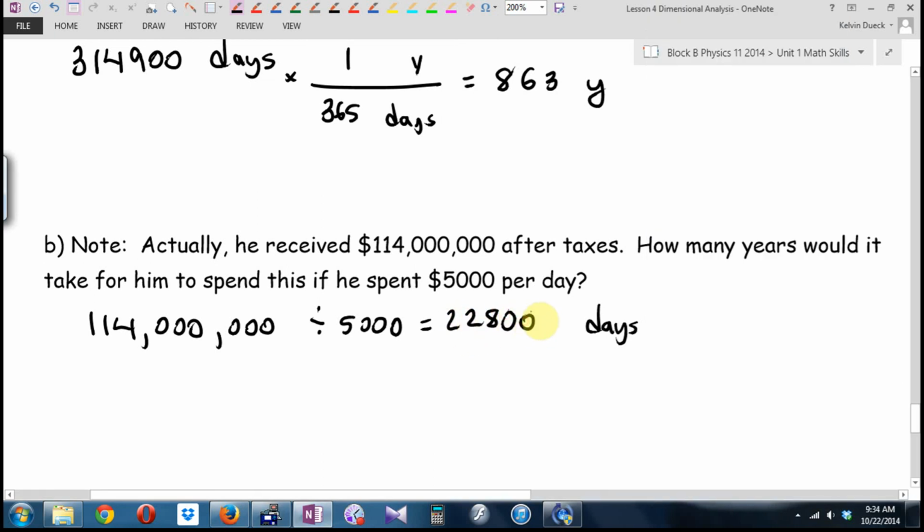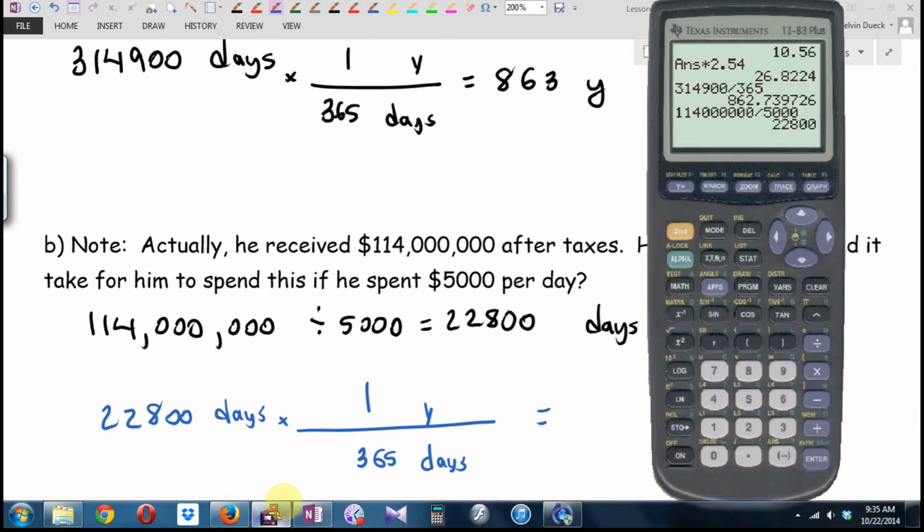How many years is that? So let's write down what they gave me. 22,800 days times... 365 days is 1 year. Oh, divide that by 365.